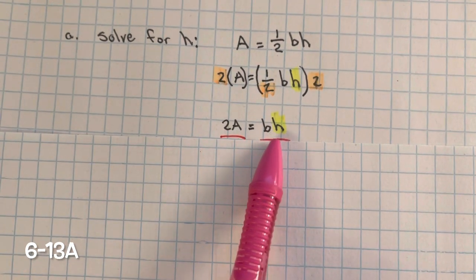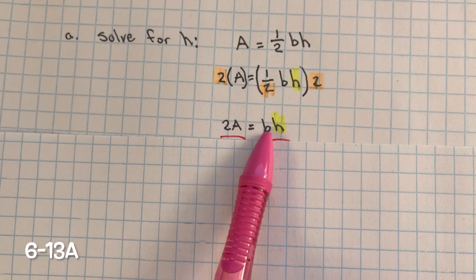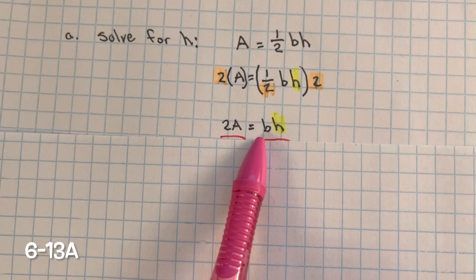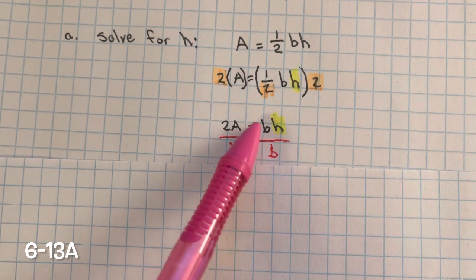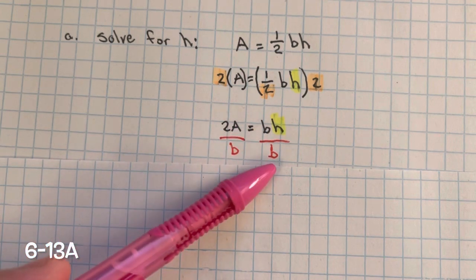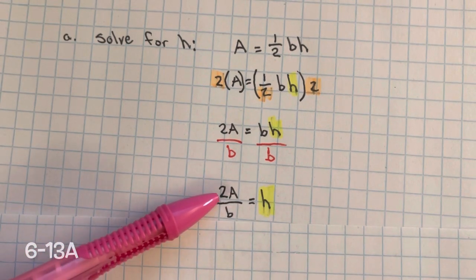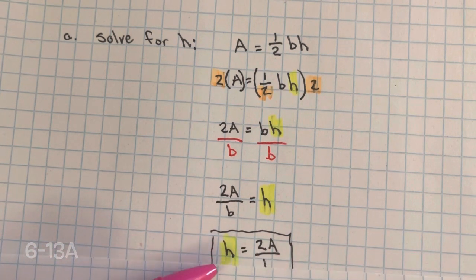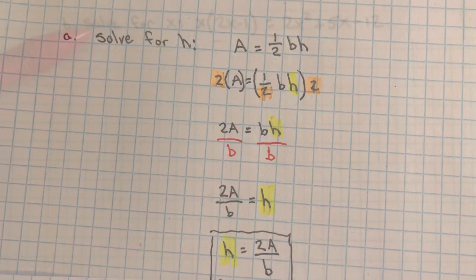We still don't have h by itself, so we need to remove the B term from this side. This is multiplication, and we do that by the inverse property, which is division. So we're going to divide both sides by B. B divided by B equals 1. No matter what B is, if B is 10, 10 divided by 10 is 1. What you do to one side, you do to the other. And that leaves us with 2A over B equals h. The proper way of writing it, since we're solving for h, is to have the h term first. h equals 2A over B.